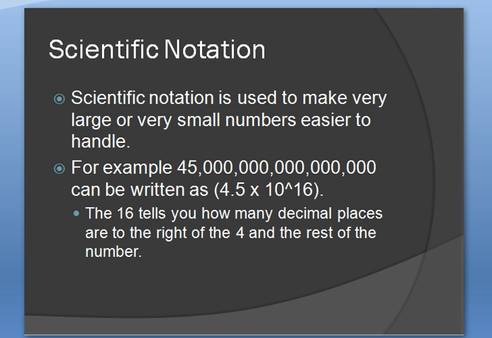Scientific notation can be used to make very large or very small numbers easier to handle. For example, 45 with 15 zeros after it can also be written as 4.5 times 10 to the 16th. The 16 tells you how many decimal places are to the right of the 4 and the rest of the number.